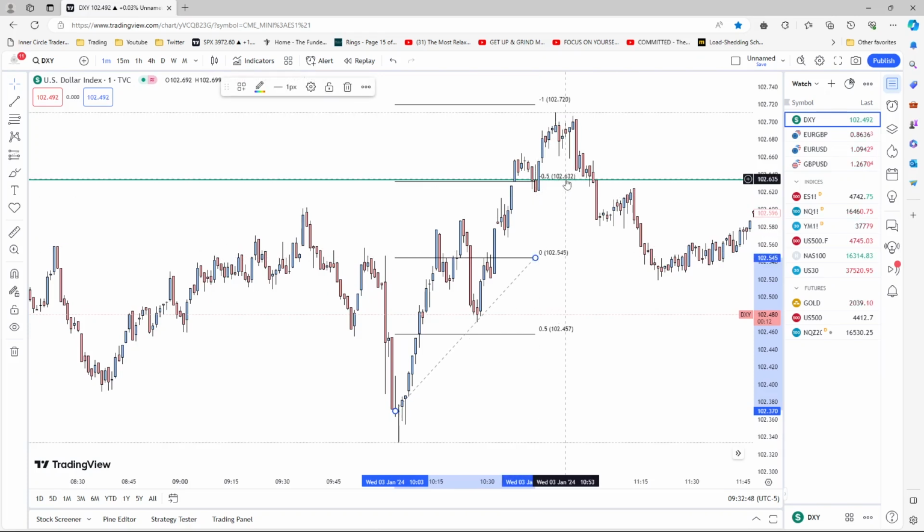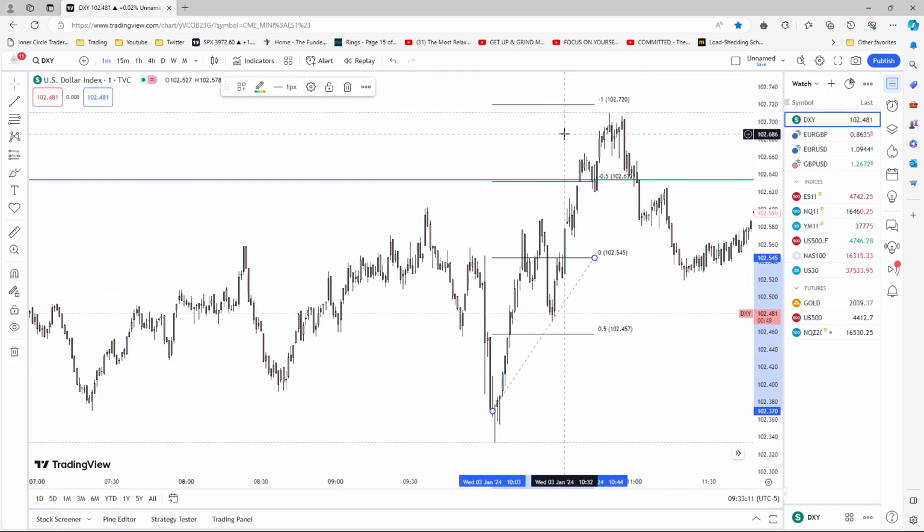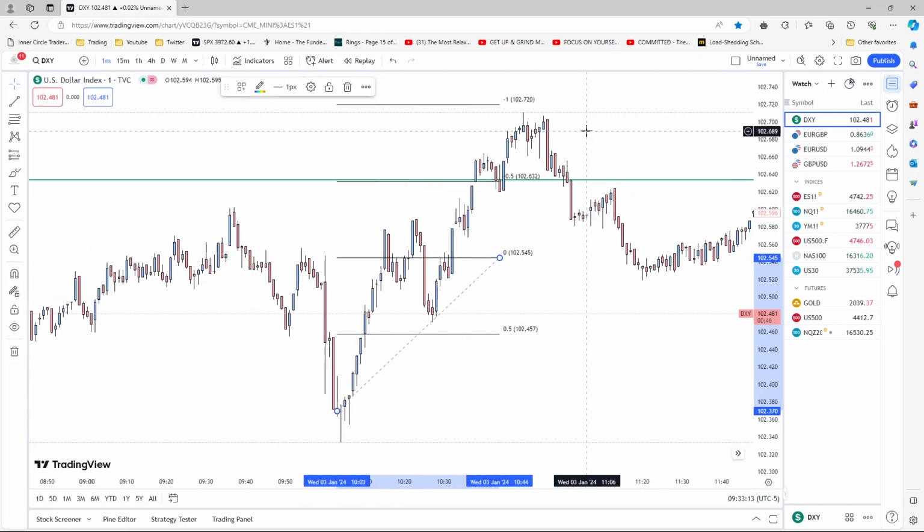That 102.6 level, 102.63, that's a great area to take a partial, because it just overlaps with that fair value gap low level. And the one standard deviation, 102.72, that would be another fantastic place. But you can see we never got up there, so we never traded up there.